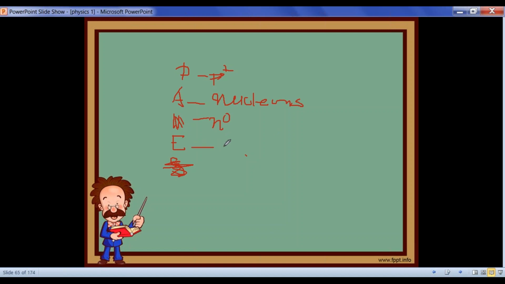Then lastly, we have the E for isomer. So E for different energy levels. The same po ito lahat. The same element, the same atomic number, the same atomic mass, but they differ in energy level. So isotopes, isobars, isotones, and isomers. Okay? Nagets po ba?